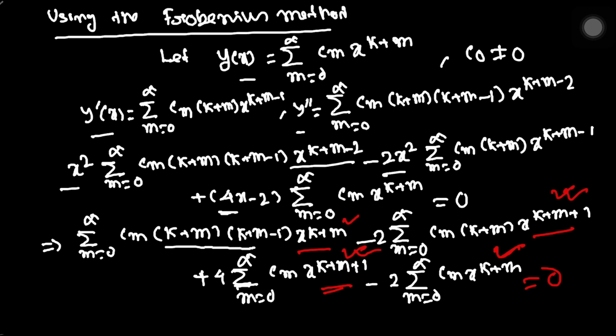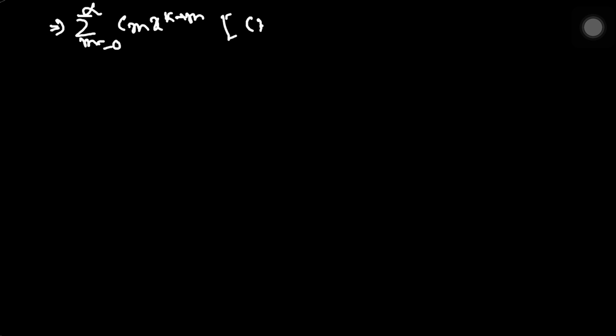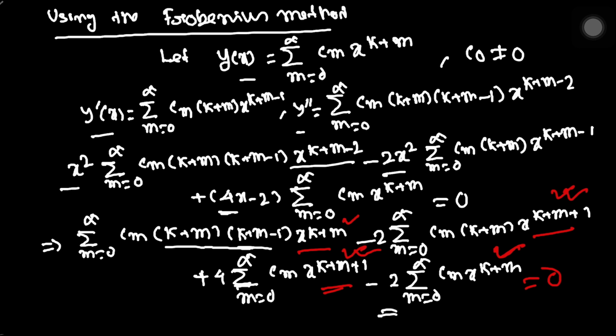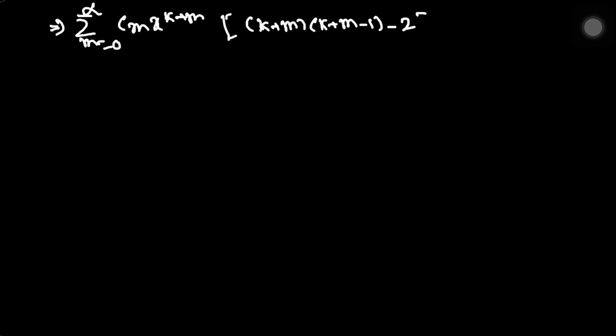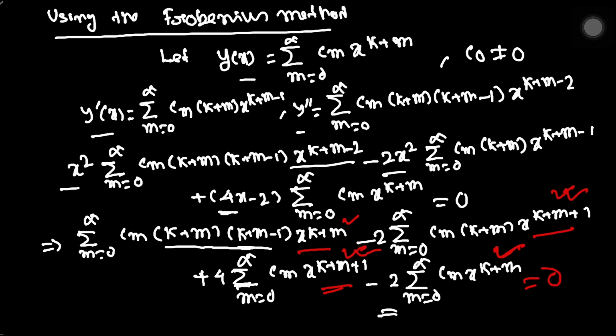From this we will get k plus m plus k plus m into k plus m plus k plus m minus 1, k plus m into k plus m minus 1, and from this we will get minus 2, plus summation over m equal to 0 to infinity c_m x to the power k plus m plus 1 equal to... from this we can see that here we will get minus 2 into k plus m, here we will get plus 4.